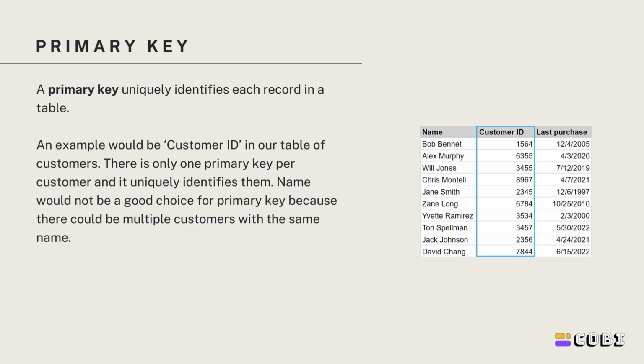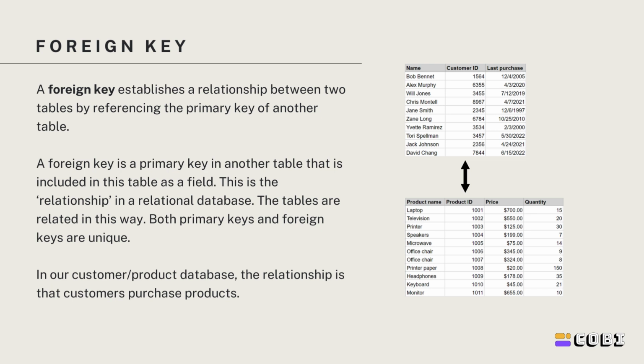Name would not be a good choice for primary key because there could be multiple customers with the same name. Foreign key. A foreign key establishes a relationship between two tables by referencing the primary key of another table. A foreign key is a primary key in another table that is included in this table as a field. And don't worry, we're going to go through a long example here in a second.